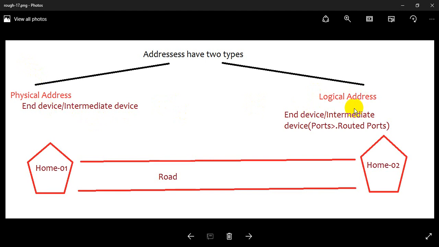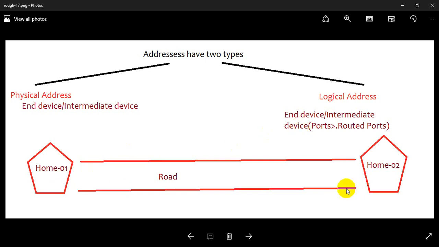But now look at this point to be noted. The logical address, which is known as the IP address, is available logically, not physically, but also on some intermediate devices. On which intermediate devices? Those whose ports are routed ports. Routed ports mean ports to which we can assign a logical address. So those intermediate devices whose ports are routed ports, to which we can assign a logical address, would have a logical address. And on intermediate devices whose ports are non-routed ports, meaning we cannot assign a logical address, the logical address will not be available.